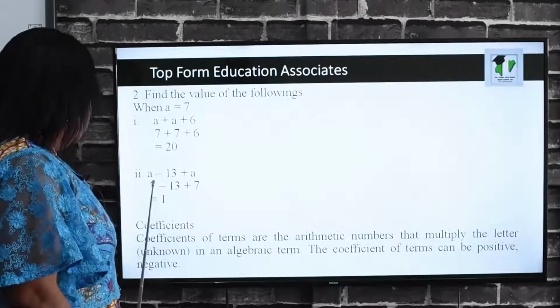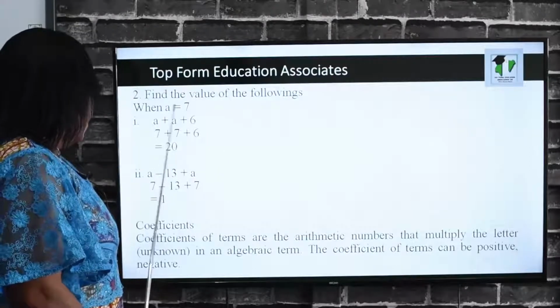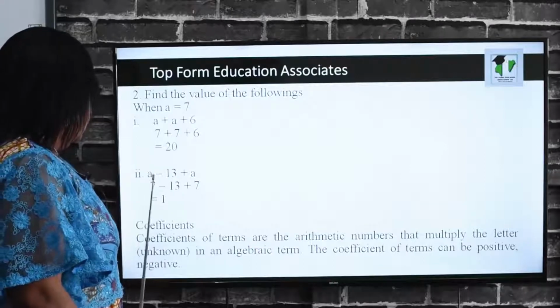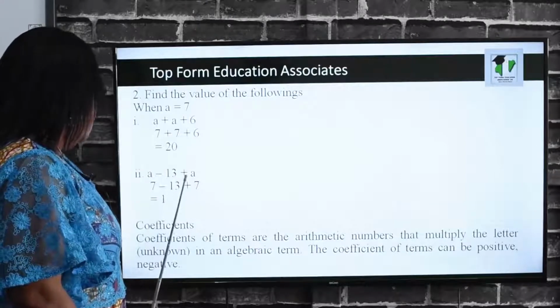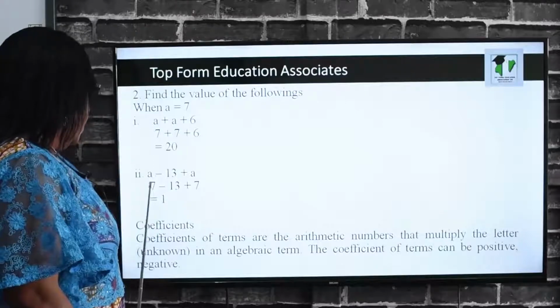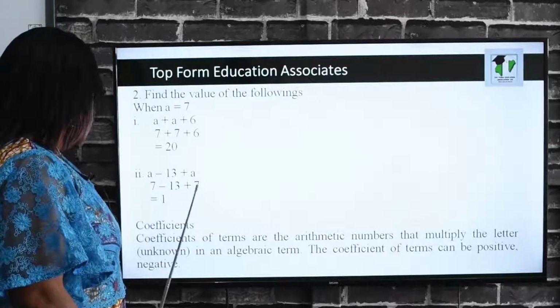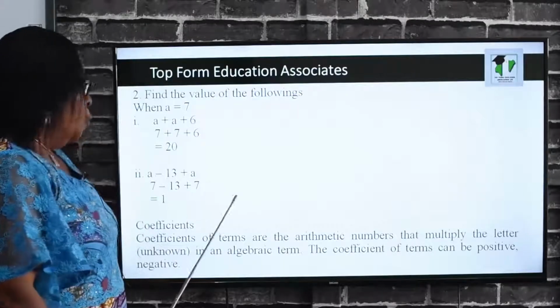In question number 2, our A is still 7. So 7 minus 13 plus A. That will give us 7 minus 13 plus 7, which is equal to 1.